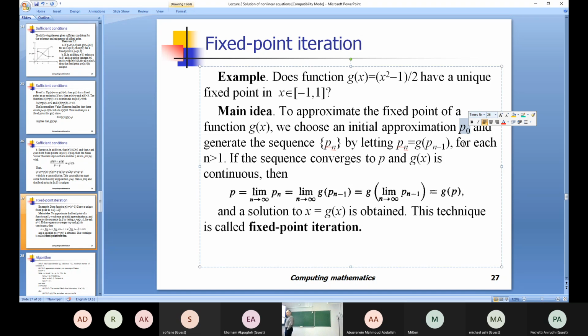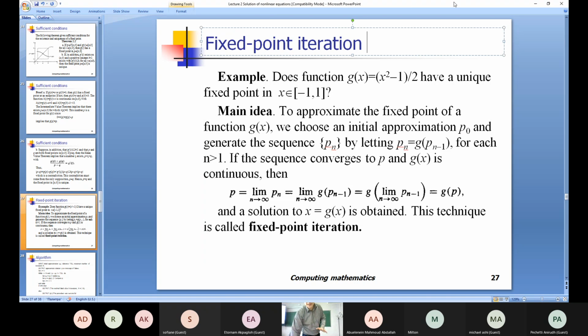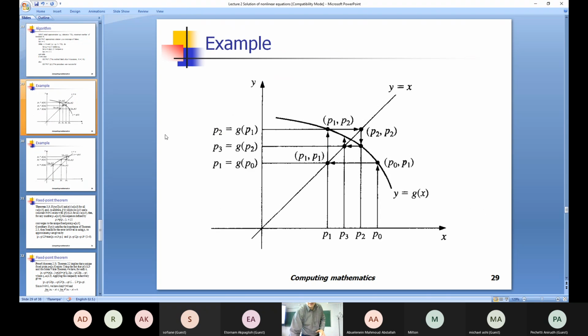Also, as you see, this method is very simple. And this method is also sometimes called the simple iteration method. Fixed point iteration means that we find a fixed point, but sometimes it's called the simple iteration method. Before we consider some examples, I want to show you the geometric interpretation of the method.